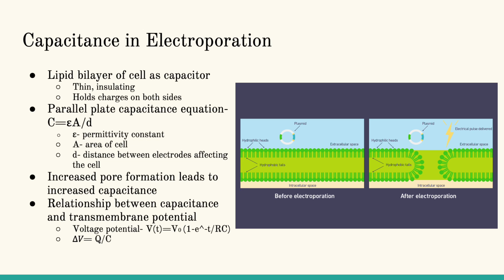As stated earlier, as the pores form, the capacitance of the cell increases. Due to the relationship between the potential and the capacitance being inverse, this increase in capacitance will eventually lead to the transmembrane potential dropping below the required threshold for pore formation. This will lead to no more pores being formed in the cell.